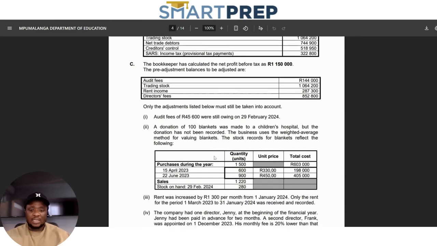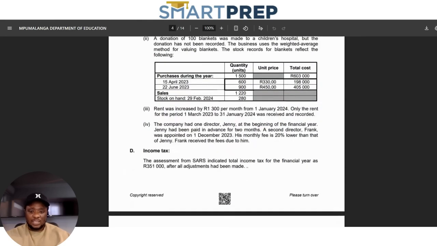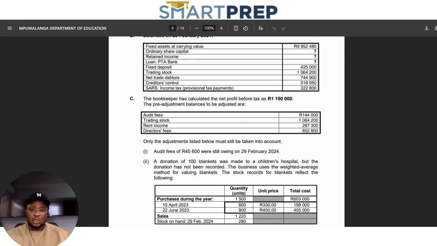You can see here that the tax expense for the year is 351,000, and then you're given SARS income tax provisional payments, which is 322,800. So you basically need to make a further payment towards taxes, so that's going to be a liability. It doesn't affect trade and other receivables.